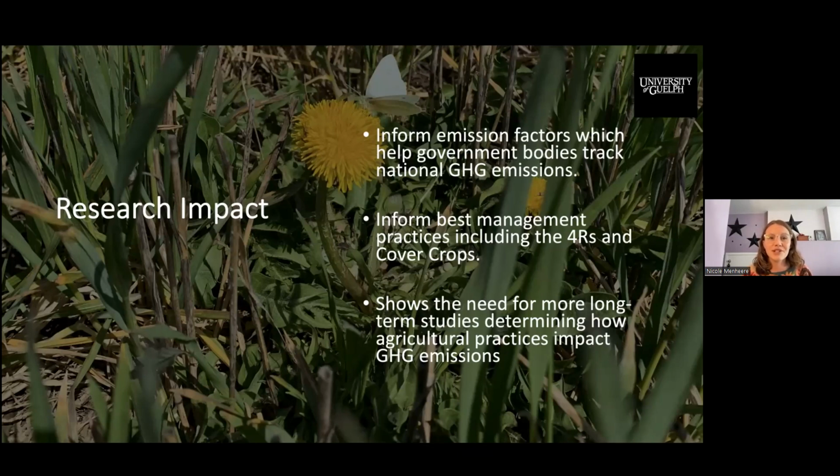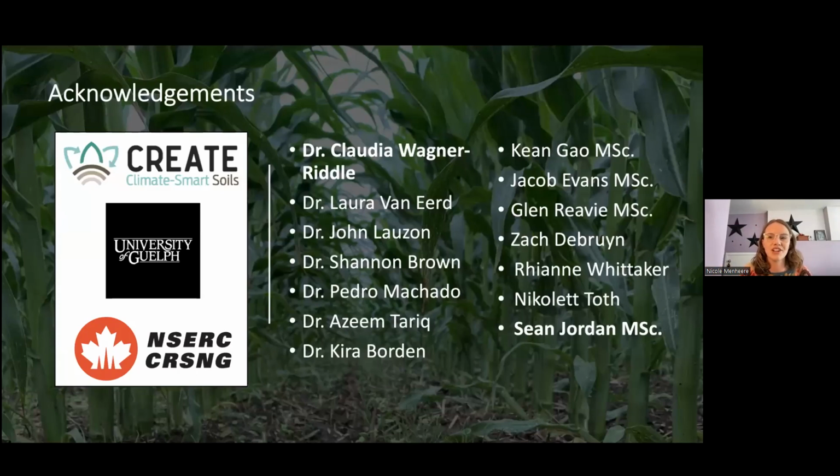So in order to do this, we really need to look at combining best management practices like cover cropping and nitrification and urease inhibitors. It also informs best management practices, as I said, like the 4 R's and cover cropping. And this study shows that we need more long-term, field scale studies determining how these management practices impact greenhouse gas emissions, both nitrous oxide and carbon. As you could see from Jacob's talk, our two researches kind of complement each other.